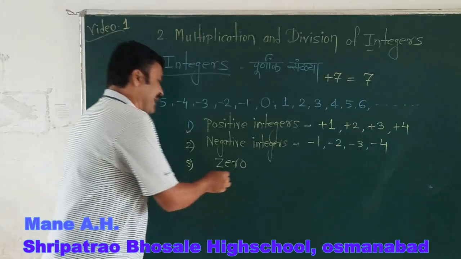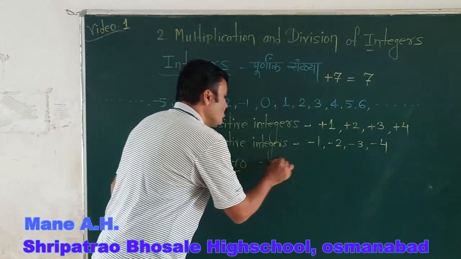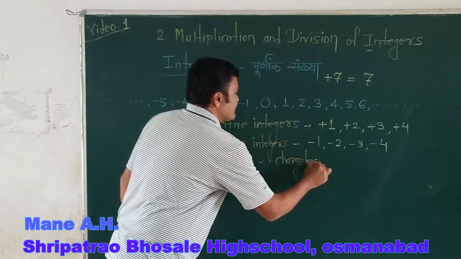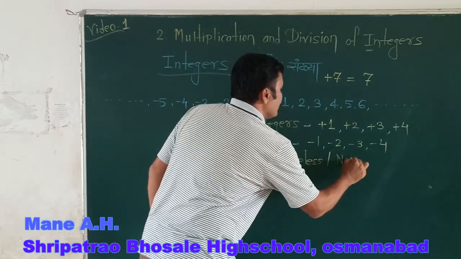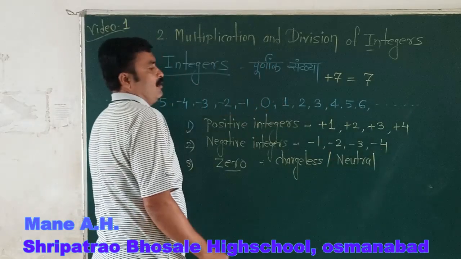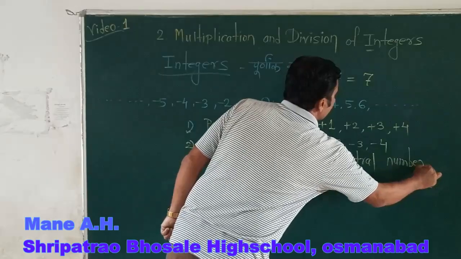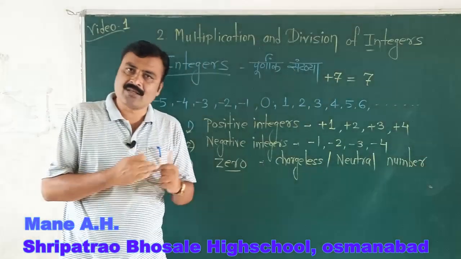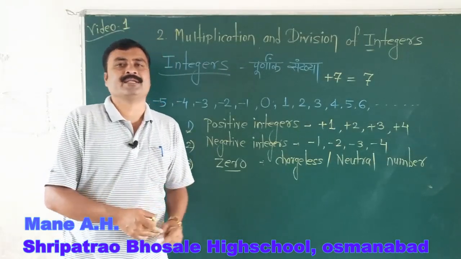So due to that reason, this number 0 is known as chargeless. Or, there is another word, neutral number. About this 0 we say that 0 is a chargeless number or neutral number.